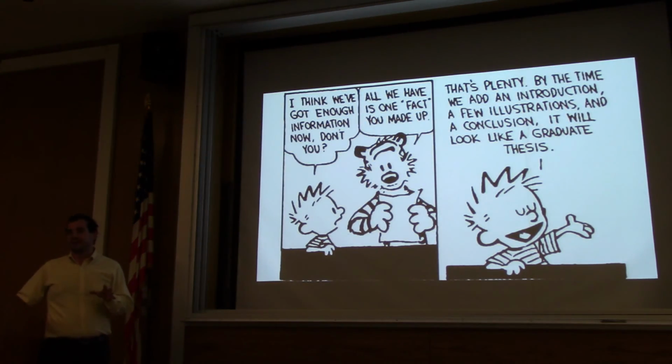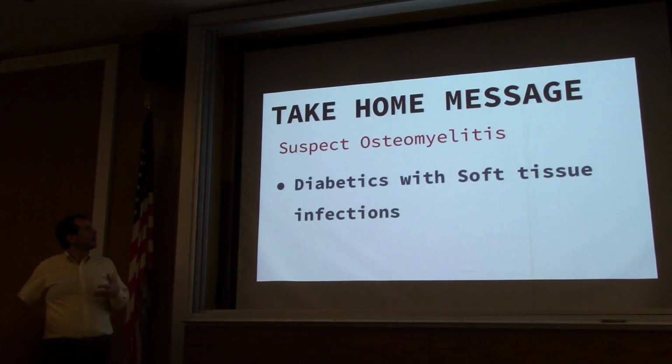So we've been through a lot of stuff. We've talked about what is osteomyelitis. We've talked about how do you diagnose osteomyelitis. We've talked about how do you treat osteomyelitis and who gets discharged. So I want to just go over it one last time, summarize for you. So the first thing to do is to suspect osteomyelitis. Who should you suspect osteomyelitis in? So any diabetic with a soft tissue infection, you should suspect osteomyelitis. That thought should cross your mind.